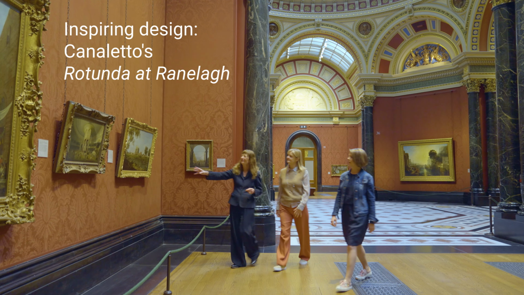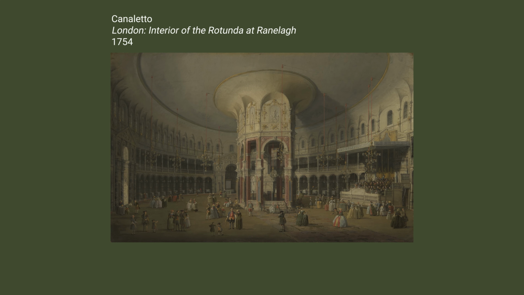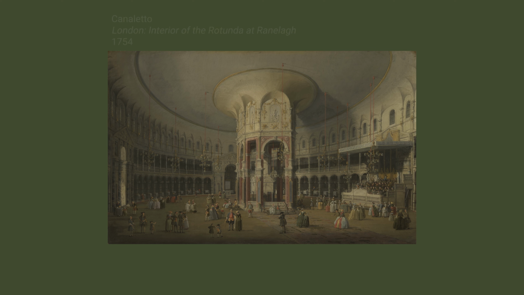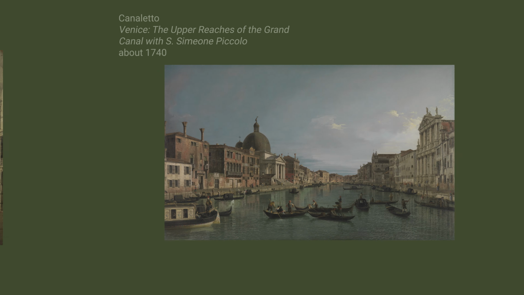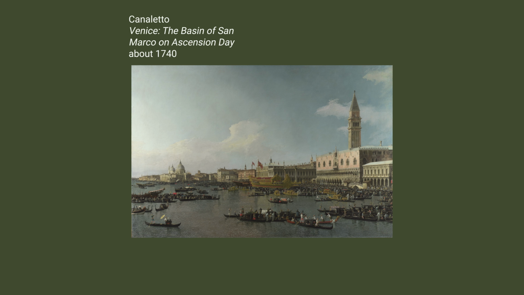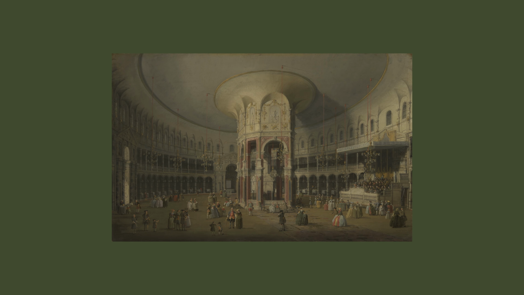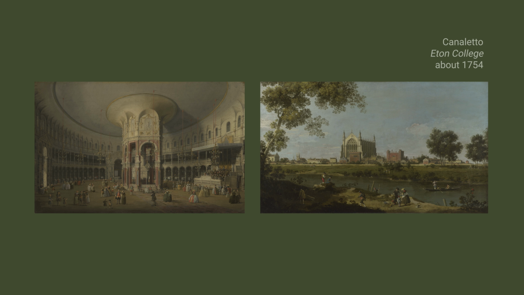We're talking about this painting by Canaletto today of the interior of the Rotunda at Ranelagh. We normally associate Canaletto with his native Venice, and the National Gallery has plenty of wonderful paintings by him set in his native city. But this one's actually one of two that the gallery owns that he painted while he was in England. It's a very unusual structure.